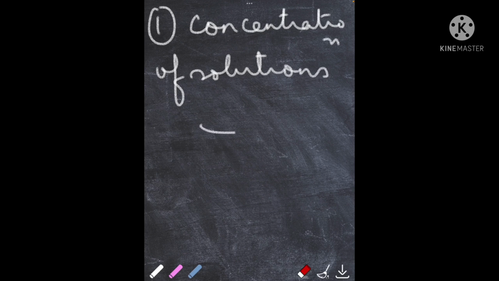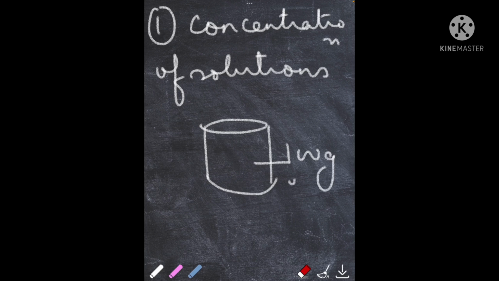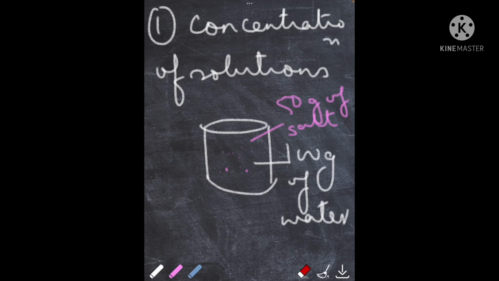For example, you take a beaker. In this beaker, let's say you take 100 grams of water, right? And to this you add 50 grams of salt. Now the amount of salt, that is 50 grams, upon the total amount of solution, that is 100 plus 50, multiplied by 100, gives you the percentage, gives you the concentration.